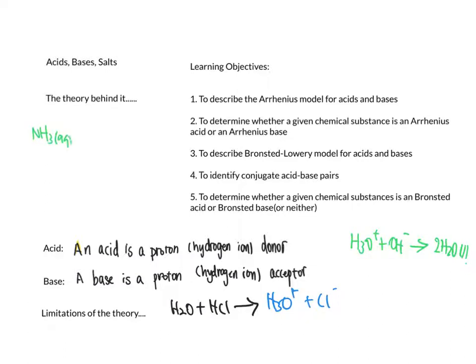We've got ammonia, and it gives off NH4 plus and H2O. If the reaction is happening in the gas state, the ammonia accepts a proton directly from the hydrogen chloride. It gives off NH4 plus and Cl minus. Either way, the ammonia acts as a base by accepting a hydrogen ion from an acid.